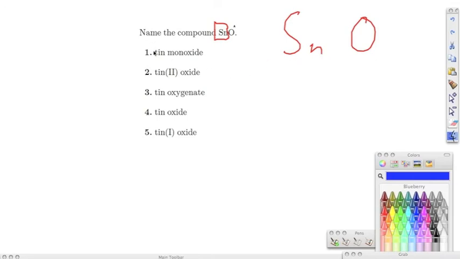So you can automatically just look at our answers, and that's not right, that's not right, and that's not right, because it doesn't have a Roman numeral. Now, the Roman numeral, remember, it only goes for D block metals. So we have two options. We have 10-2 oxide or 10-1 oxide. Now, to tell this, we're going to do our right triangle rule.